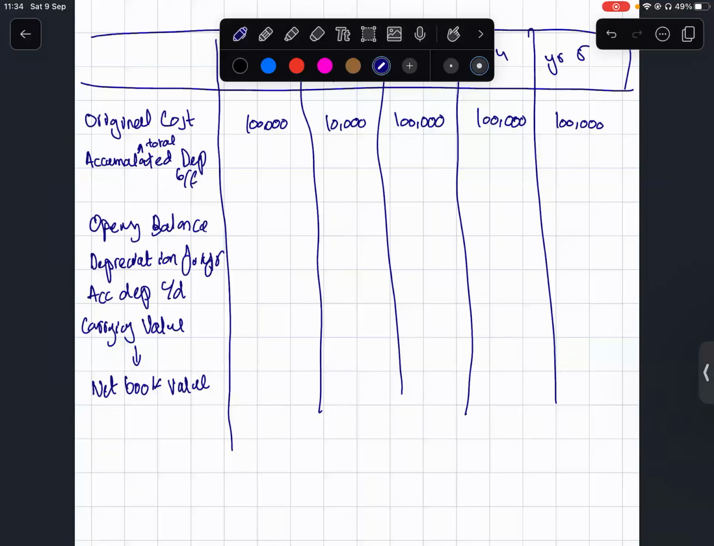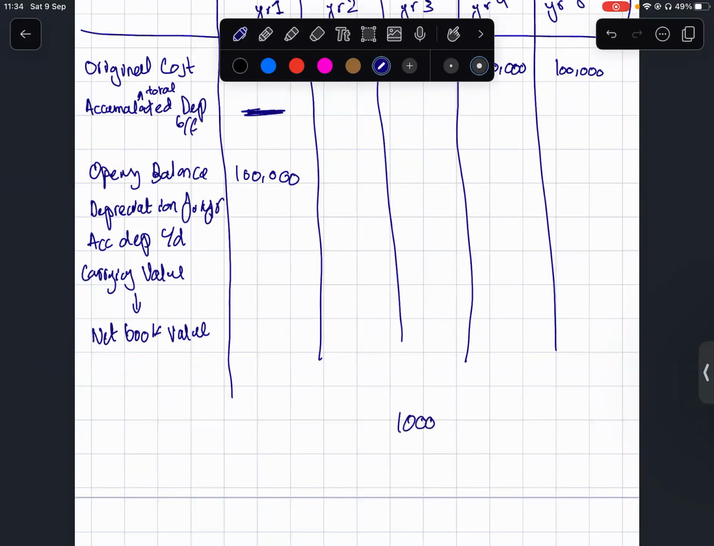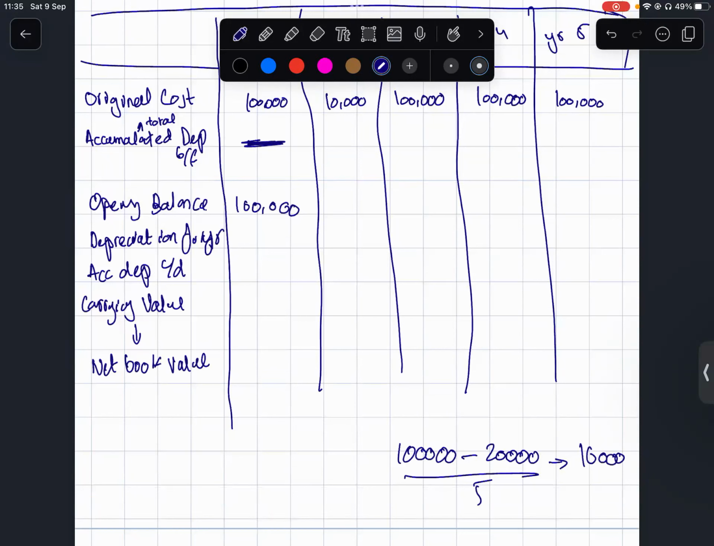So the original cost of the asset was $100,000. Is that clear? Yeah. The accumulated depreciation opening. We always charge depreciation at the end of the accounting period. For example, it will be charged at the end of 12 months, or if we're preparing our books for 3 months, it will be charged at the end of those 3 months, not at the start. So at the start of year one, our accumulated depreciation will be zero. The opening balance of the asset would still be 100,000. Depreciation for the year, as we calculated using straight line method, was 100,000 minus 20,000 scrap value, divided by 5. So our depreciation came out to be 16,000. So we will write 16,000 here.